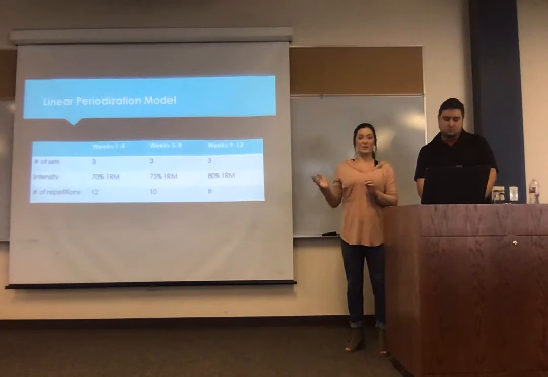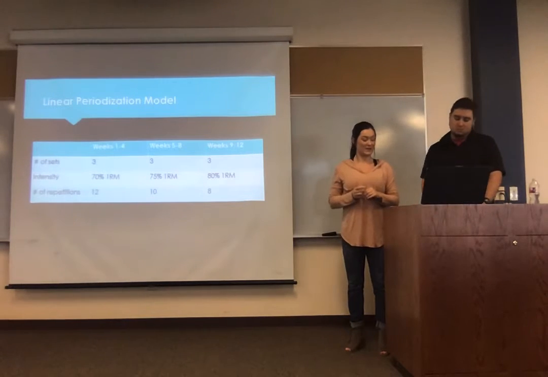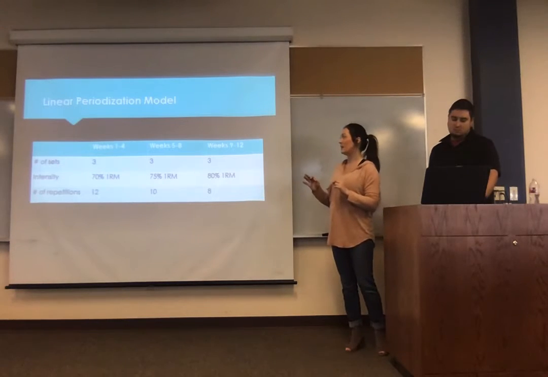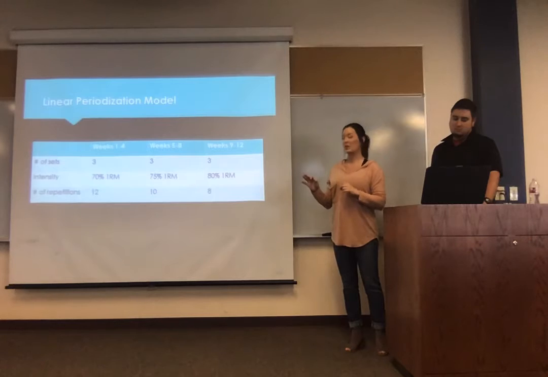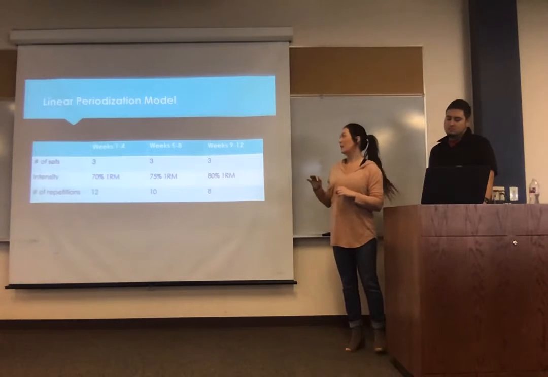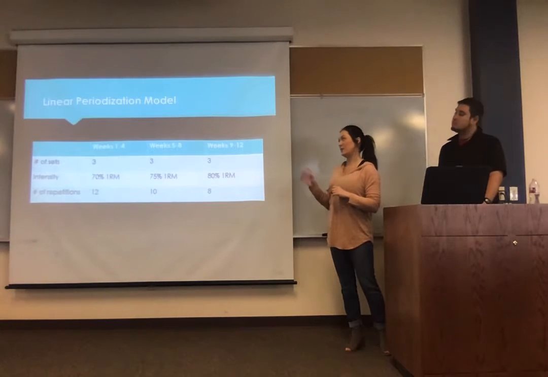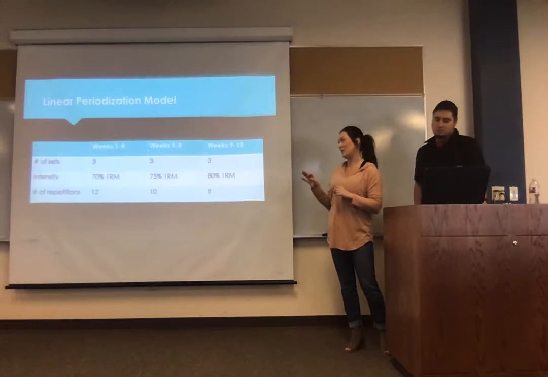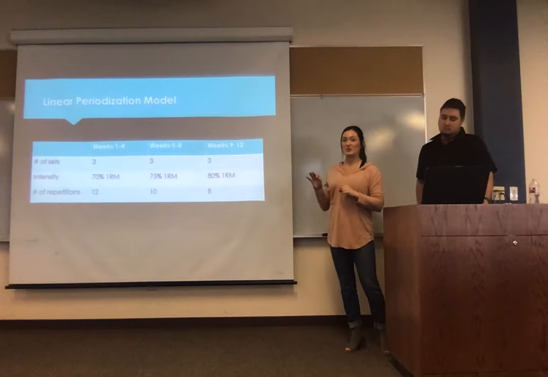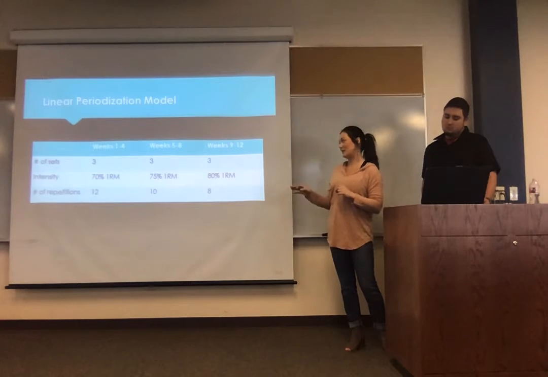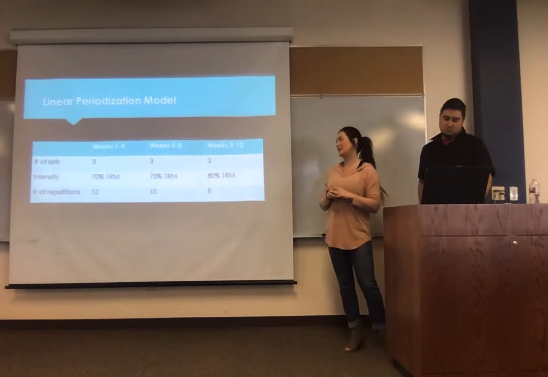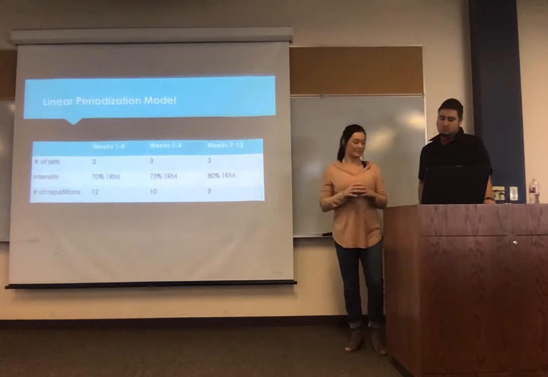So, for example, the example that the book gives is during weeks 1 through 4, you'll perform 3 sets of 70% of your 1 rep max for 12 reps. Weeks 5 through 8, you'll perform 3 sets again, but intensity increases to 75% of your 1 rep max, and the number of repetitions drops down to 10. Weeks 9 through 12, you'll perform 3 sets with an intensity at 80% of your 1 rep max for 8 reps.